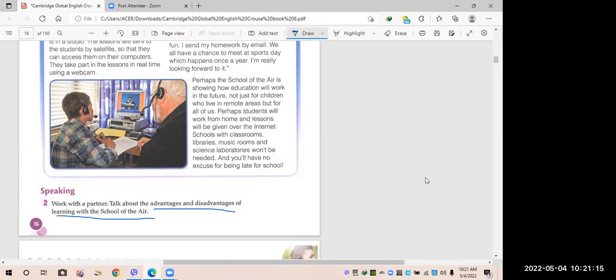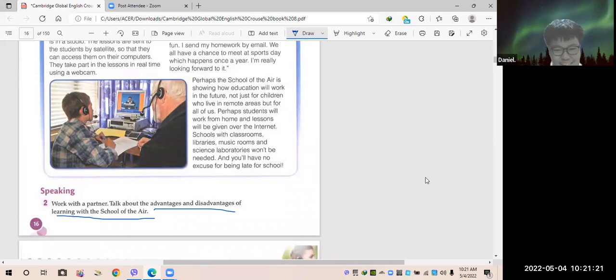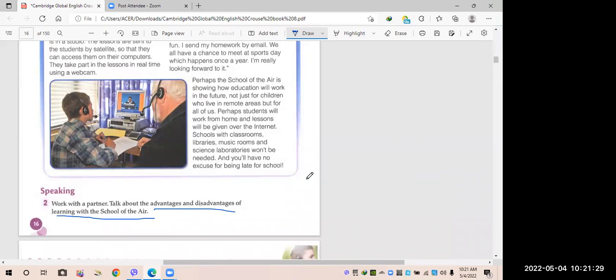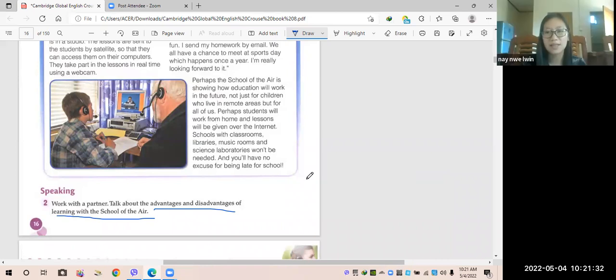Oh, we don't need to prepare our outfit to go to school. We don't need to buy many dresses or things to attend the class. We can even learn our lessons wearing pajamas, right?